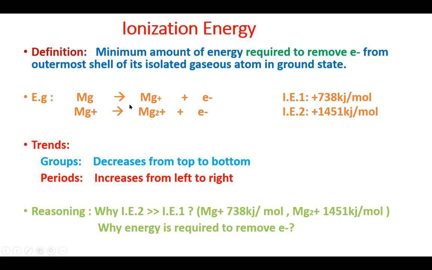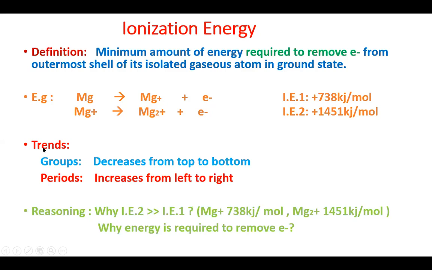While when the magnesium cation is available, we can remove its second electron. Because magnesium is present in group 2A, it contains two electrons in its valence shell. It can lose its second electron also. But in order to lose the second electron from this cation, an additional amount of energy or double amount of energy is required. This is called second ionization energy.